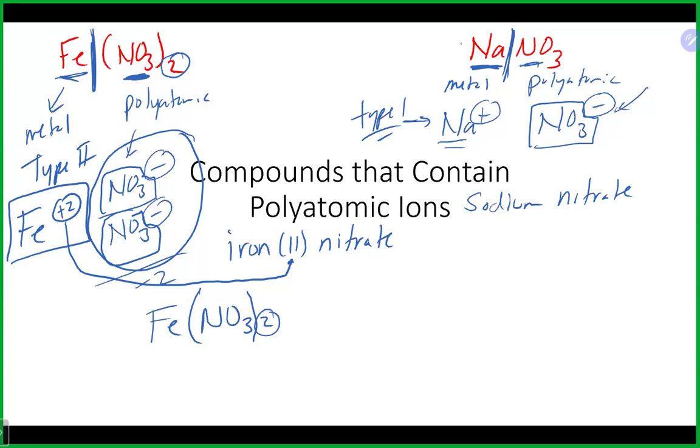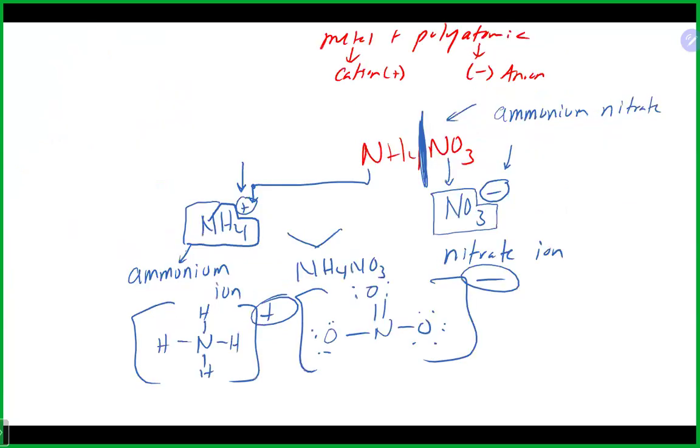So that's one thing with polyatomic ions: if you have more than one of them, you do need to put parentheses around it when you're writing the formula and put the number on the bottom to indicate how many. Any questions on that? All right.